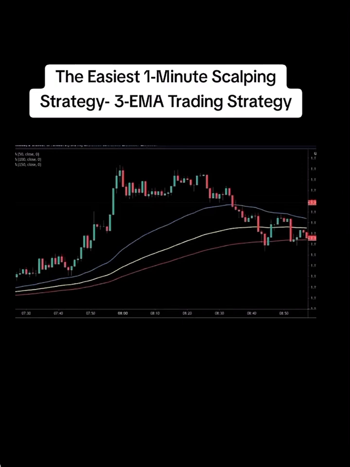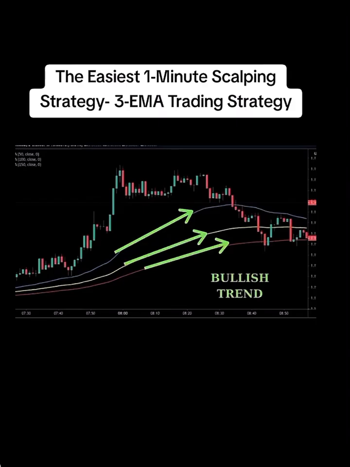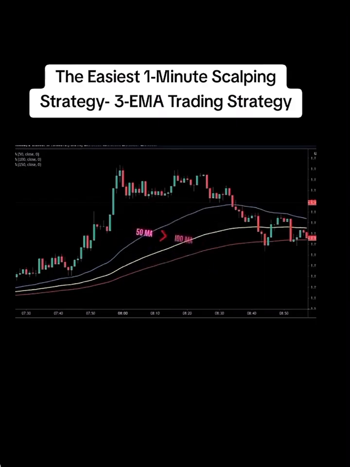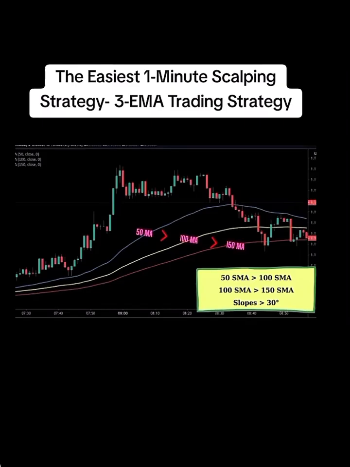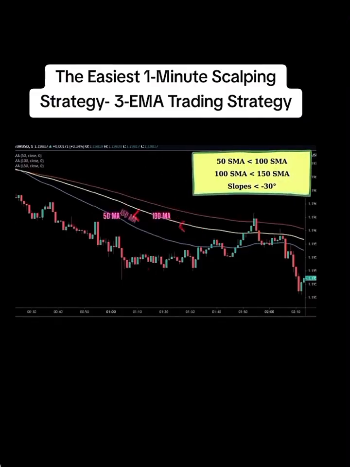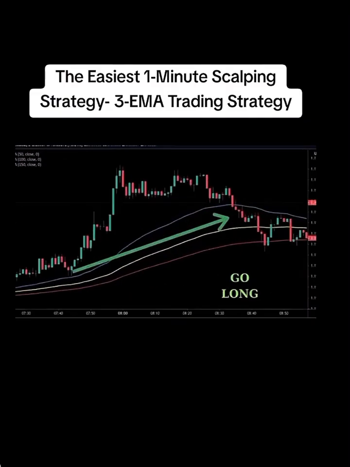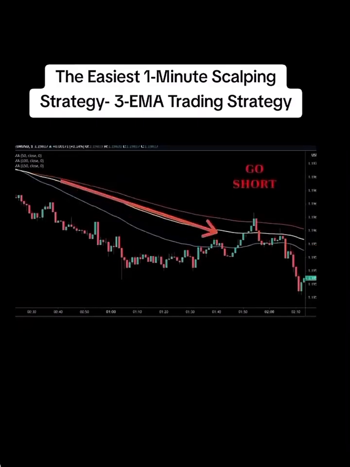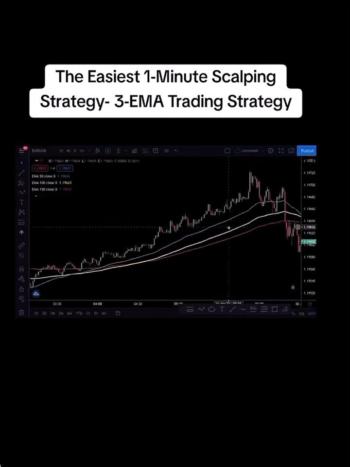As I told you, EMA shows us the trend. The 50-period EMA shows us the short-term trend, while the 100 and the 150-period EMAs show us the long-term trend. If all of the moving averages have a positive slope, it means that we have a bullish trend. And in a strong bullish trend, slopes of all of the moving averages are higher than 30 degrees. Similarly, in a bearish trend, all of the moving averages are moving downwards. In order to become a profitable trader, we should trade in the same direction as the trend. So we will only open long positions if there is a positive trend. And we will only look to go short, if the trend is negative.